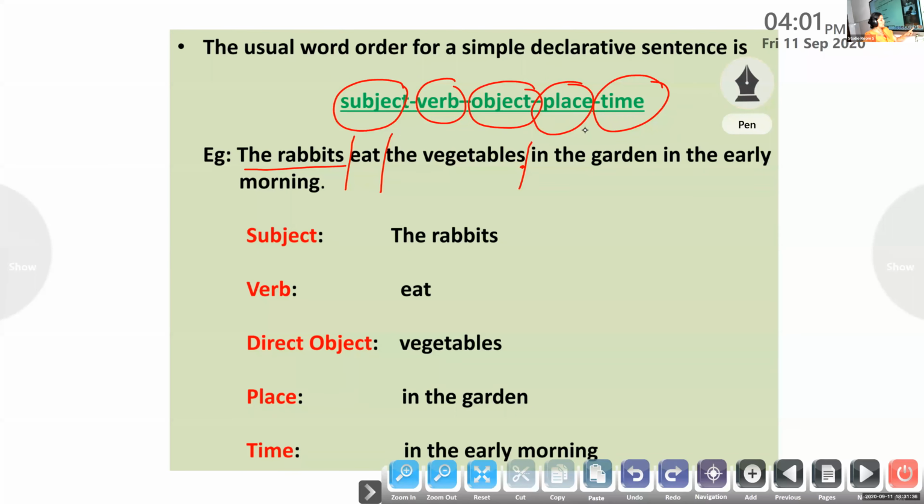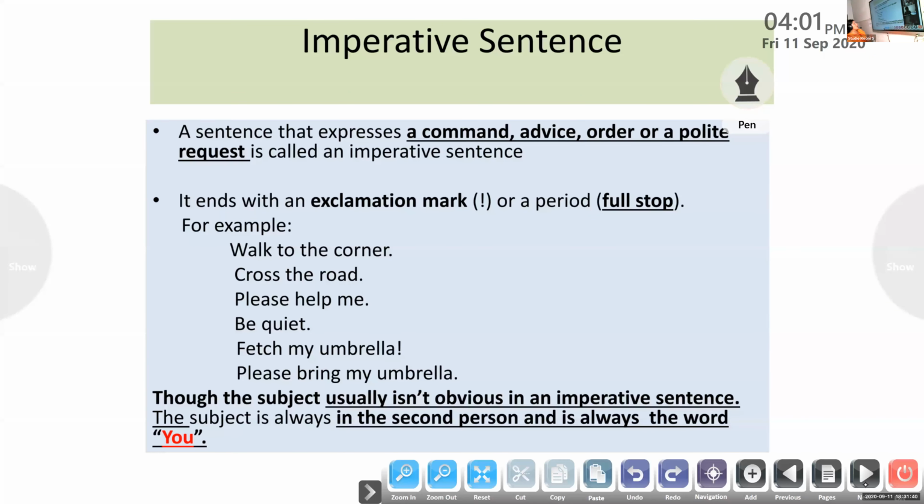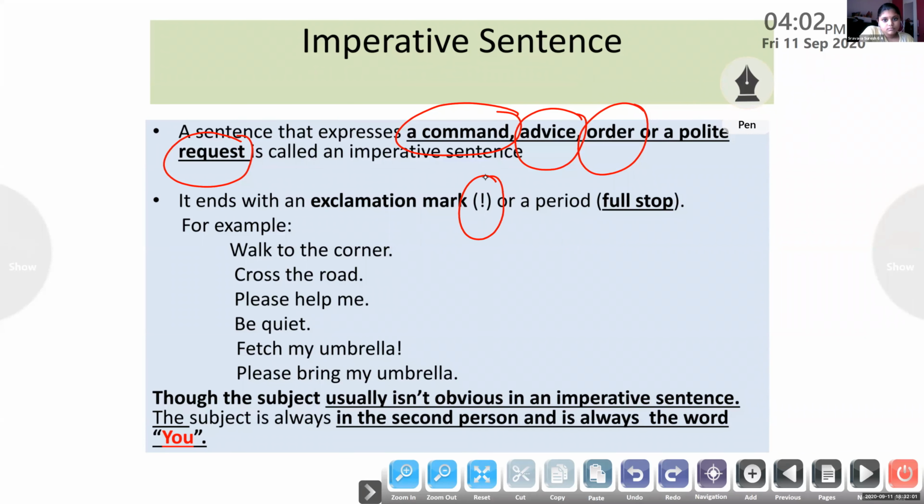Okay. Now I'm just explaining imperatives. In which situation are we using imperative sentences? We are using them to express a command or order, advice, or a polite request. We are using these kinds of imperative sentences. Very important: some are ending with an exclamation mark also.